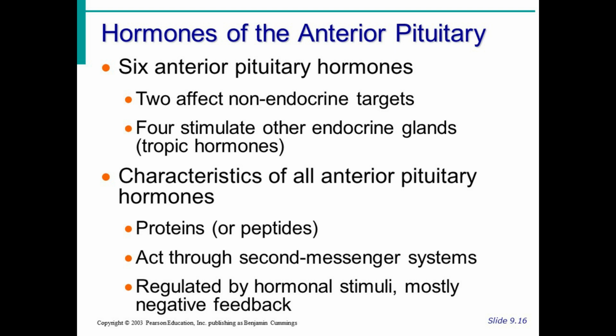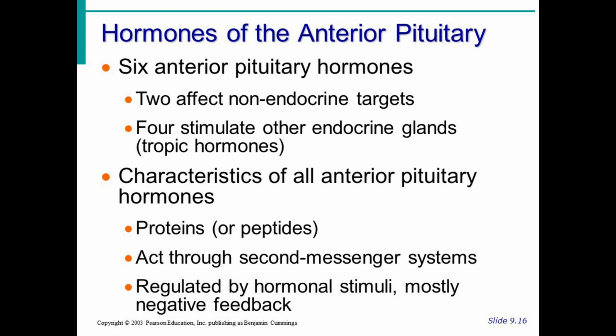Characteristic of all anterior pituitary hormones is they are protein. As we have discussed a while ago, nonsteroid hormone has a receptor on the target organ. Okay, so protein is a nonsteroid hormone, and all of the hormones in the anterior pituitary are proteins. They act through a secondary messenger system. Most of them affect the body in a negative feedback mechanism. They are regulated by hormonal stimuli.